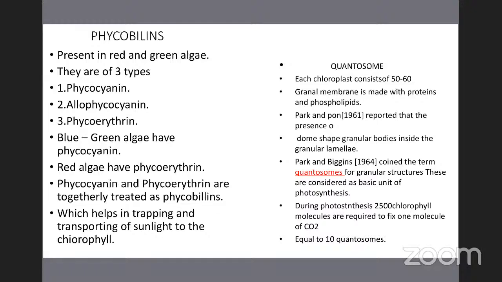Phycobilins help in trapping sunlight and transporting it to the chlorophyll pigment. So for all the pigments, chlorophyll or accessory pigments, if we observe them keenly, we can understand that they help in trapping sunlight in the form of photons and transporting it to the reaction center. That is the main important role of these pigments. And next is quantosome.